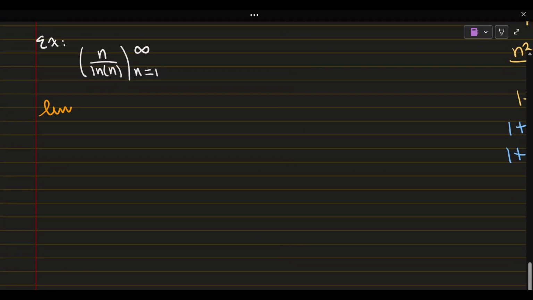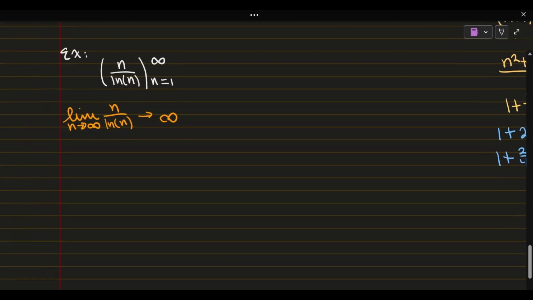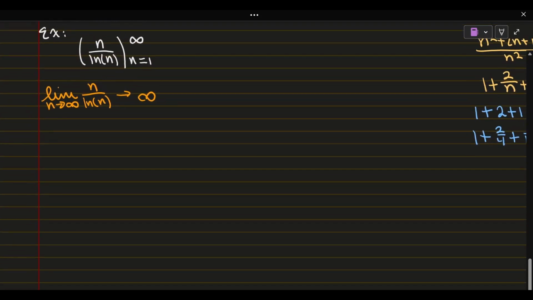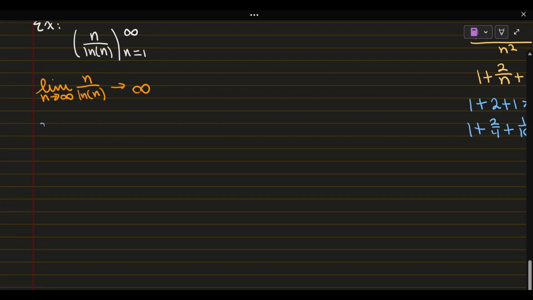First thing, let's see if this has a limit. So the limit as n goes to infinity of n over ln of n. Well, clearly this is going to go to infinity because n grows much faster than ln n. So this is going to go to infinity. And so now let's take a look if there's a relation between a_{n+1} and a_n.